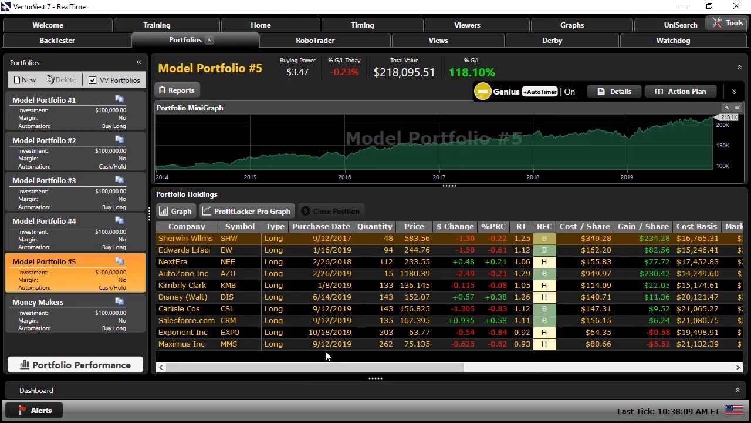If we scroll back to the left, we can see that Sherwin-Williams is the oldest trade since 2017. The majority of those, though, have been taken on in 2019. And that's one of the major benefits of using these model portfolios, particularly for the new investor. It helps you be patient and to relax.